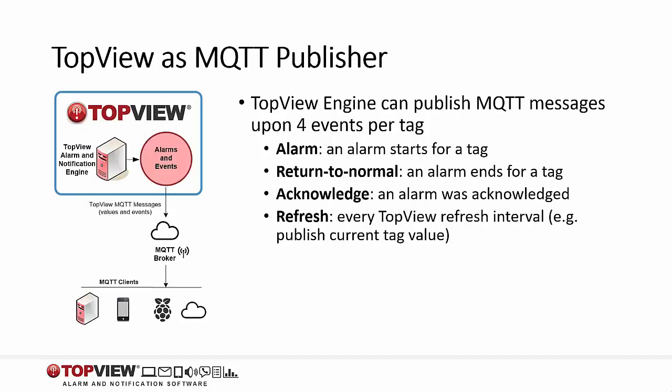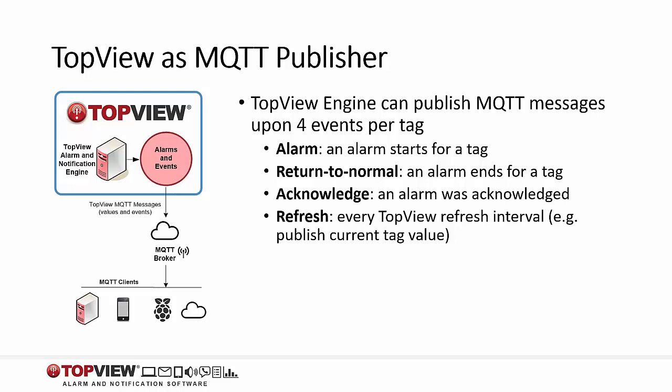All versions of TopView can publish MQTT messages. There are 4 TopView events that can trigger the publishing of messages. The first 3, the alarm, acknowledge, and return to normal events, will publish MQTT messages when these events occur to alarms in the TopView engine. This allows users to publish changes in alarm state or to send MQTT notification messages upon TopView alarms.